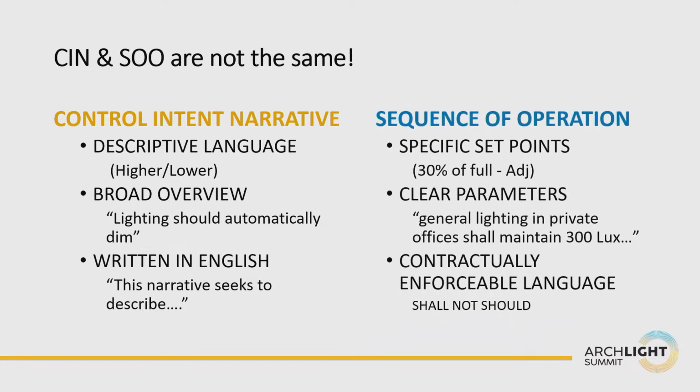There are a lot of people who get confused about the difference between these two, so I want to make this point a little bit forcefully. Control intent narratives are descriptive, and sequences of operations are prescriptive. They're very specific. 30 foot-candles, or in this case, 30 lux, right? If you really want to get specific about it.